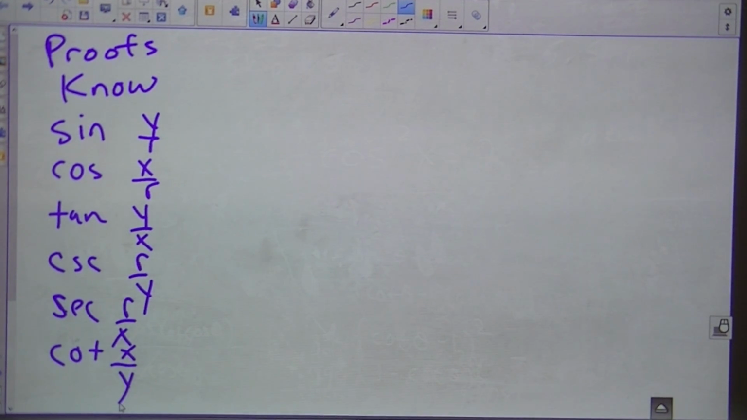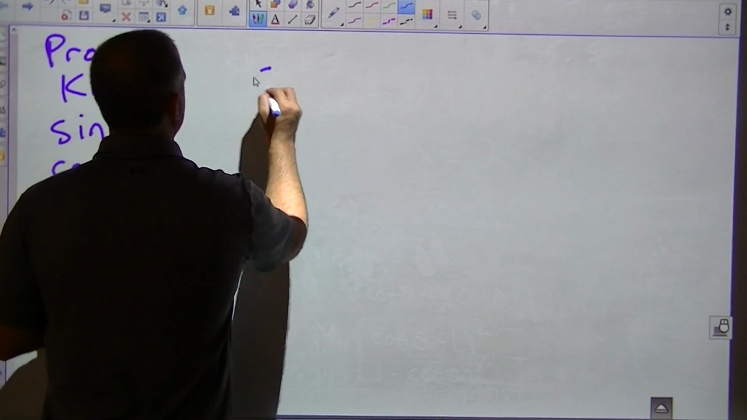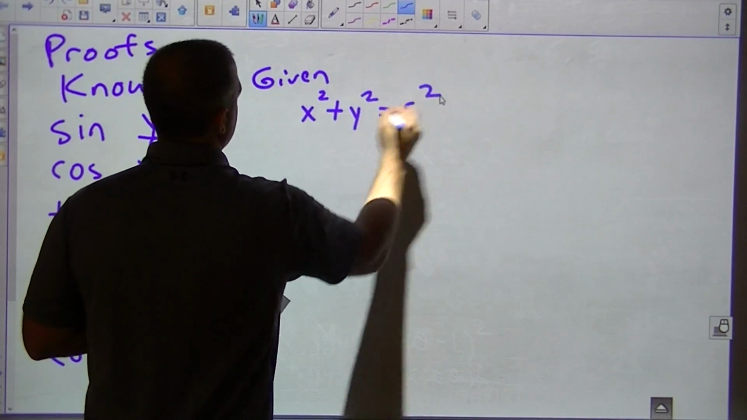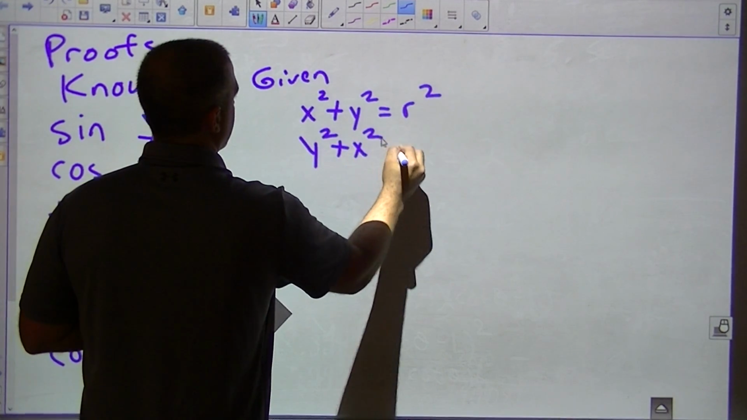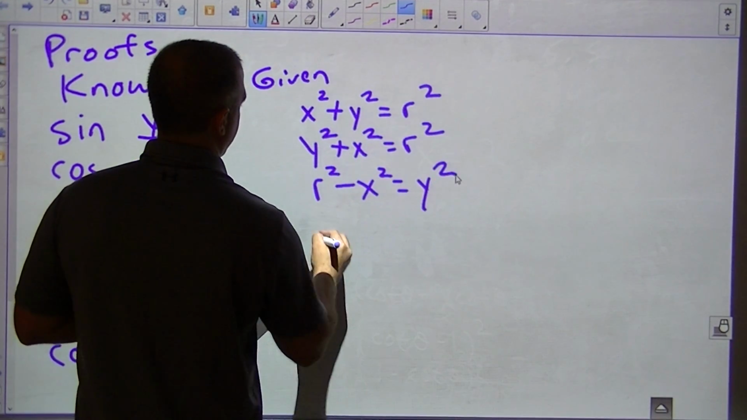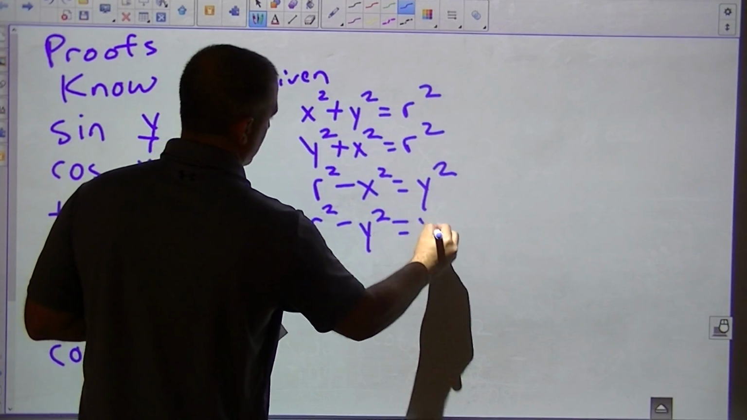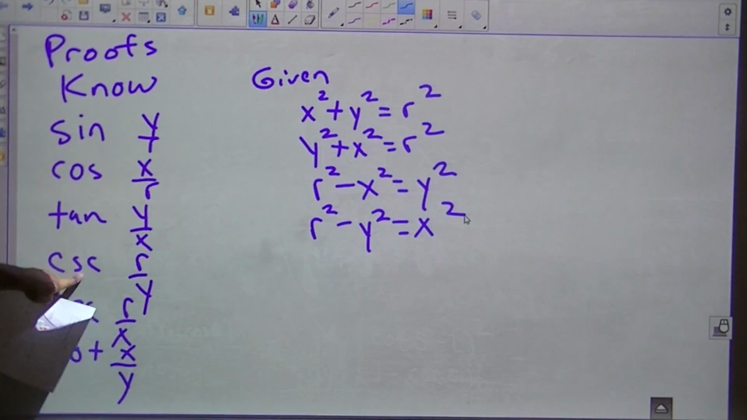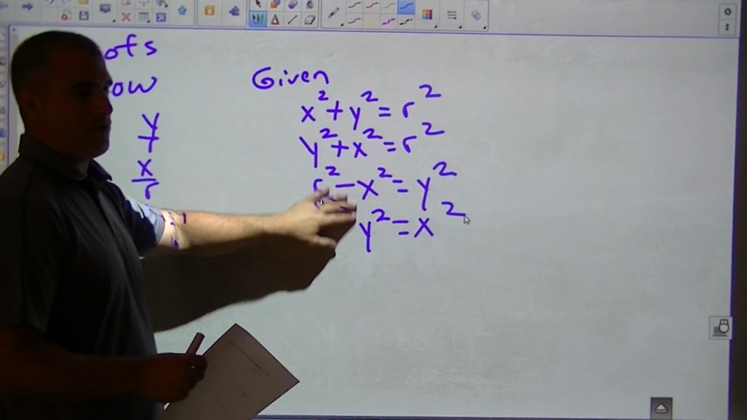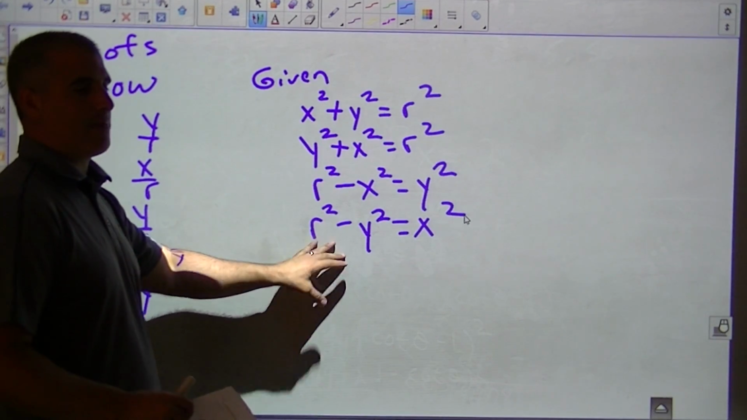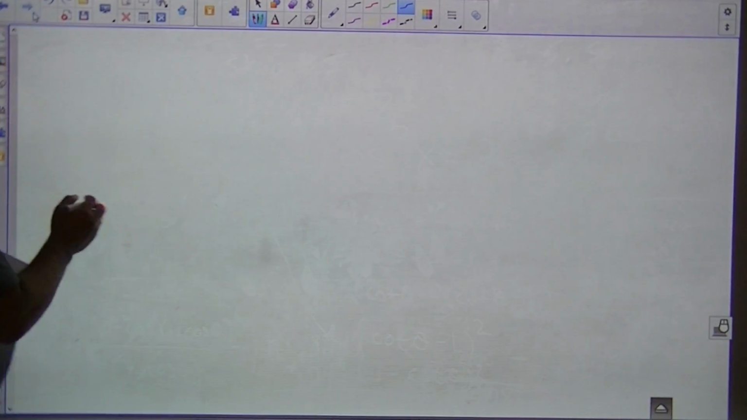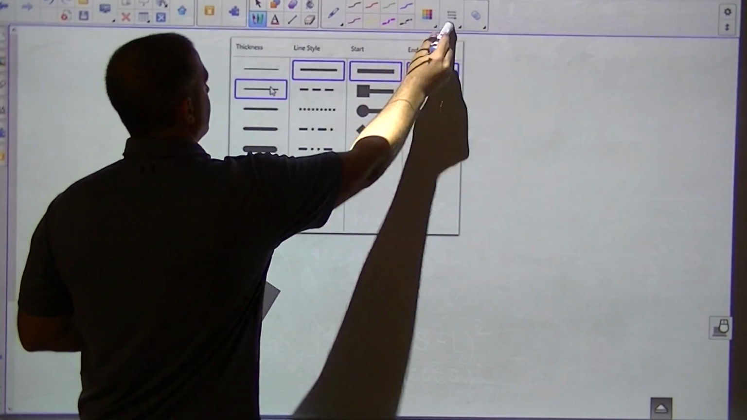Yep, we're good. Now what you'll be given in the trig proofs: x squared plus y squared equals r squared, y squared plus x squared equals r squared, r squared minus x squared equals y squared, and r squared minus y squared equals x squared. So you'll be given that. You'll have to know these. I'd write these down on your blank sheet of paper when you start. As you work through this, I would have this on a separate sheet of paper because I'm going to reference it as we go. Okay, so let's go ahead and start with question number 1.